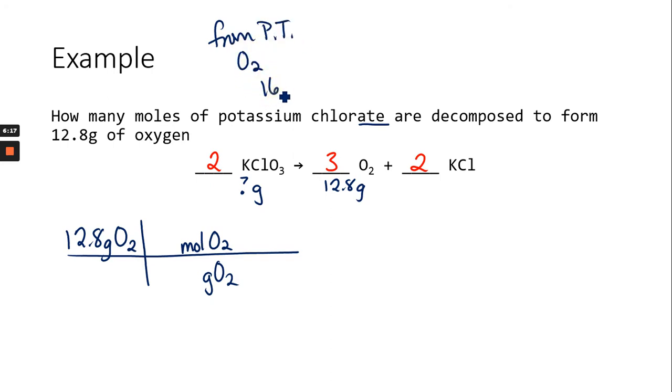Oxygen has a mass of 16, but there are 2 of them because it's a diatomic. So 32.00 grams in 1 mole. That's what that mass is telling us. So in my conversion, 1 mole is 32 grams of oxygen. So when I multiply and divide, the grams of oxygen will cancel. Don't reach for the calculator yet.